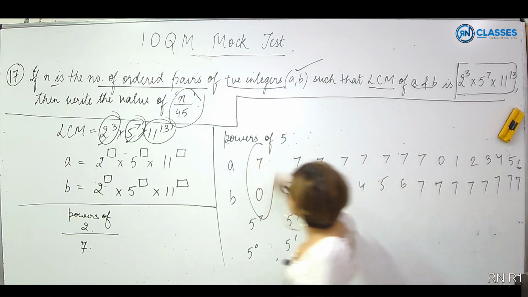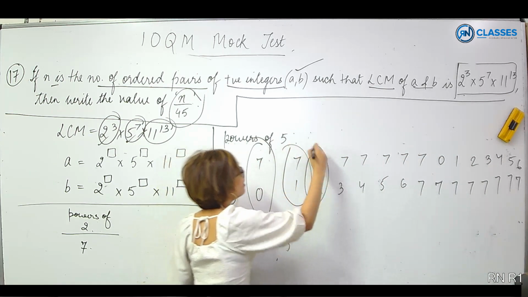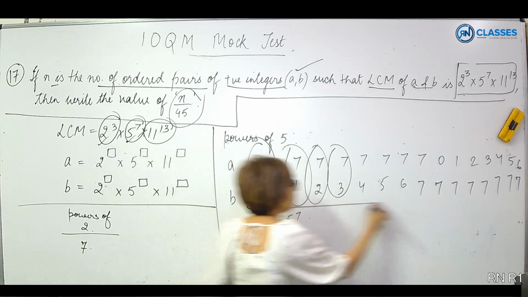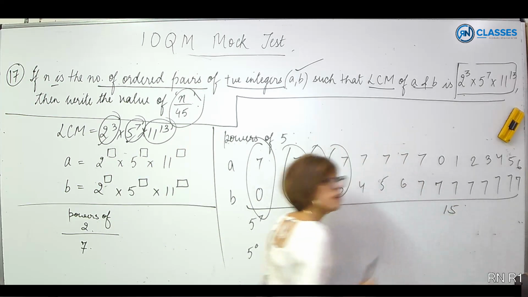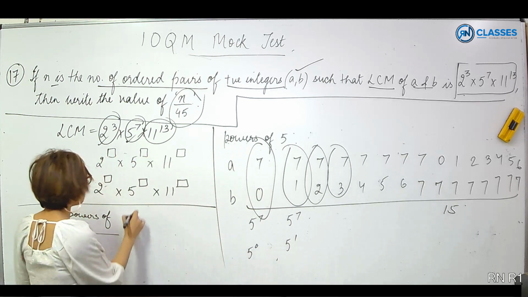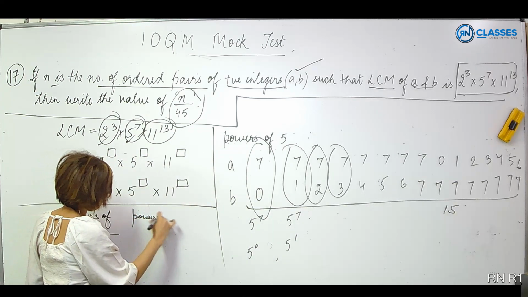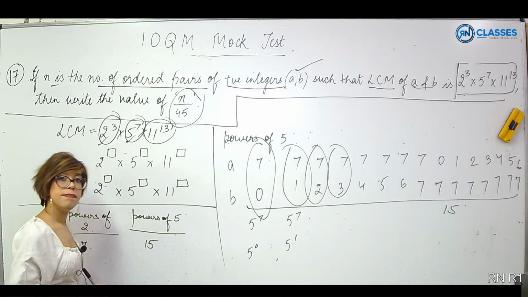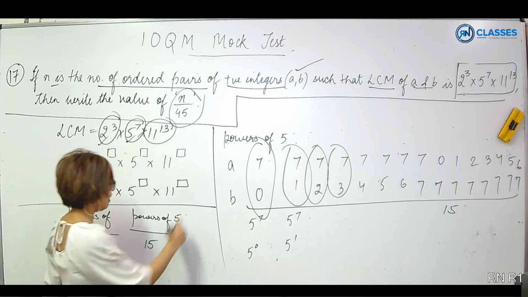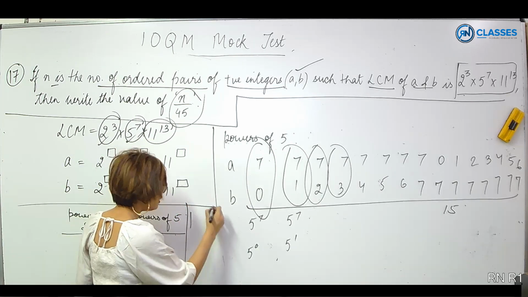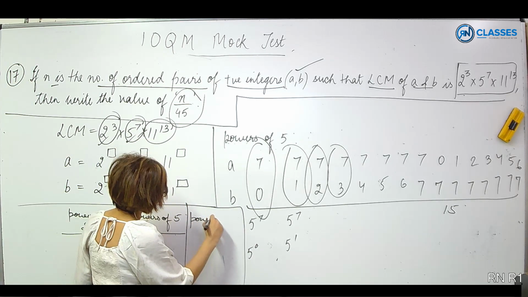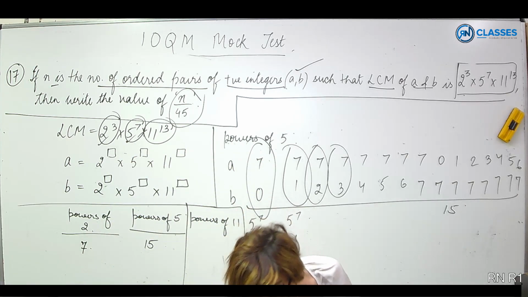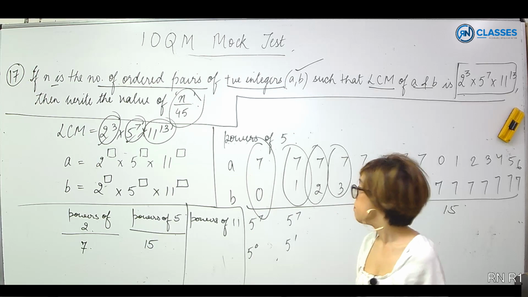Either this case will happen or this or this. And how many cases are these? These are 15 in number. So that means powers of 5 can be arranged in 15 ways. Last is powers of 11, that you will find out for your own good. That is powers of 11. This will actually turn out to be 27.